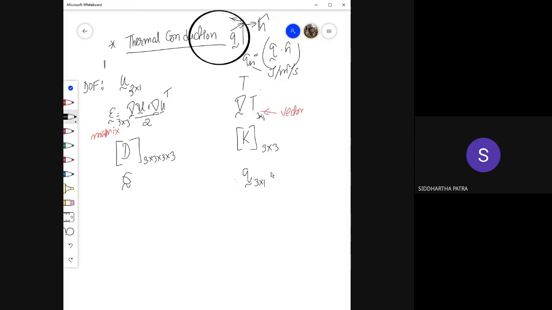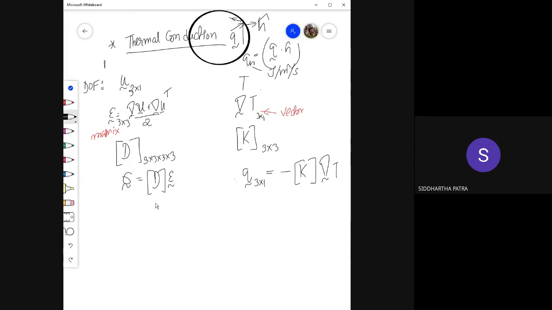So this quantity is a vector. And as the Fourier law suggests, that is minus k times grad of T. Over here, this quantity is D times epsilon.